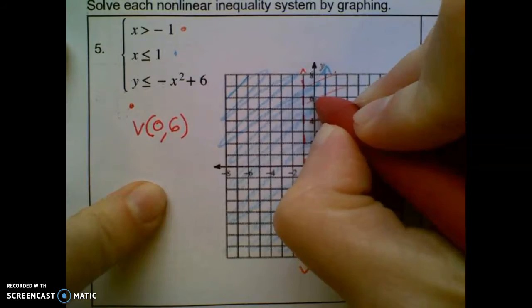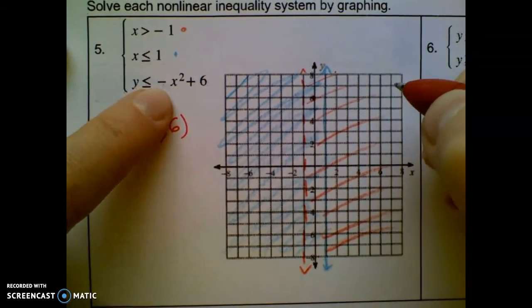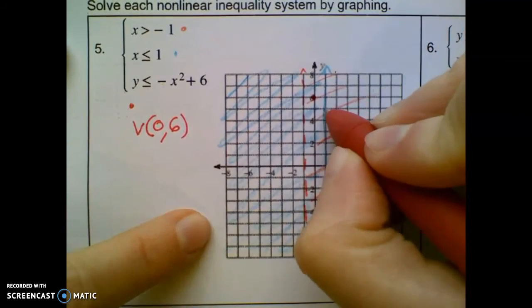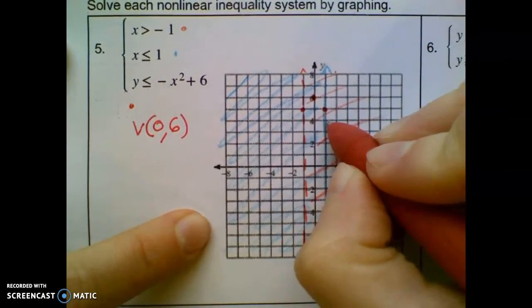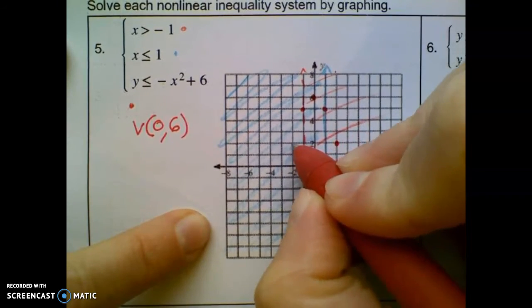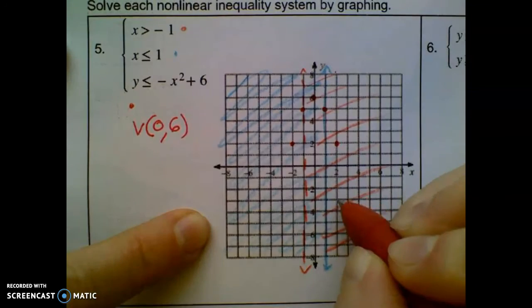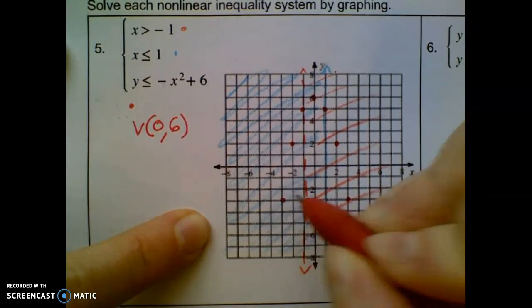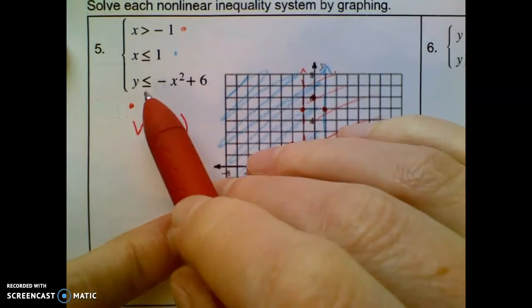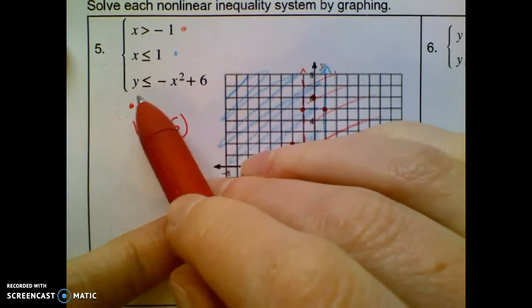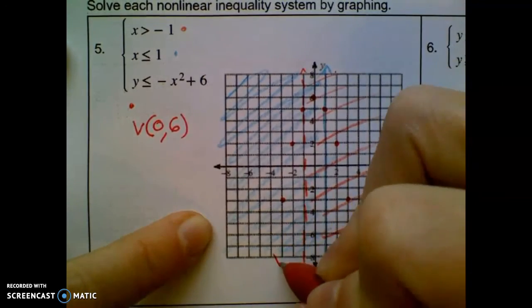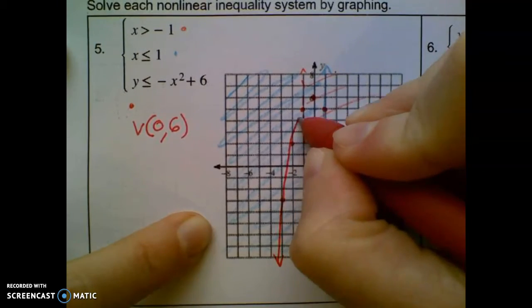So 0, 6, put a dot, and it does have that negative multiplier, so it's going to go down 1, 1, 2, 3, and 1, 2, 3, 4, 5. 1, 3, 5 pattern. Same exact thing as before, just double check, is it solid or dashed? Well, it's going to be solid, so I'm just going to connect these with a solid line.